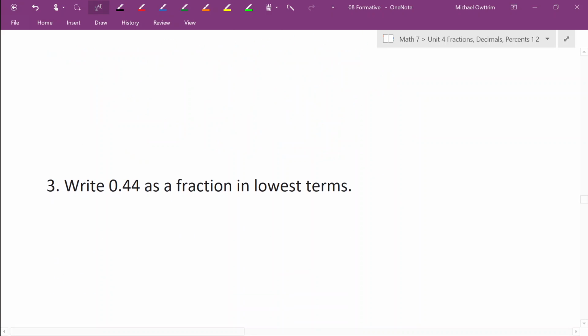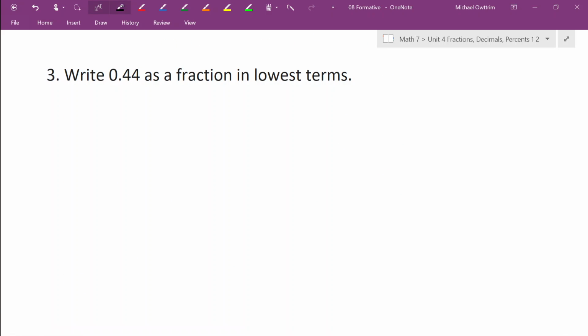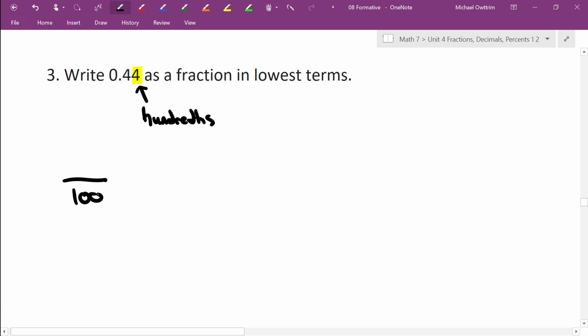Write 0.44 as a fraction in lowest terms. The rightmost place here is in the hundredths place. And that, of course, tells us that we have a 100 on the bottom of our fraction to start. And our digits of our decimal are 44. So 44 over 100 is a fraction that is this decimal.